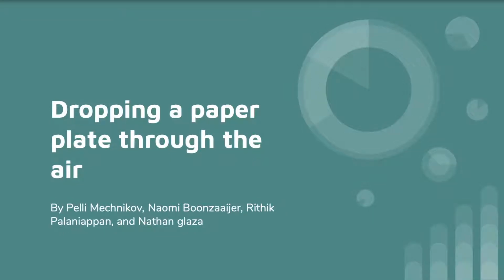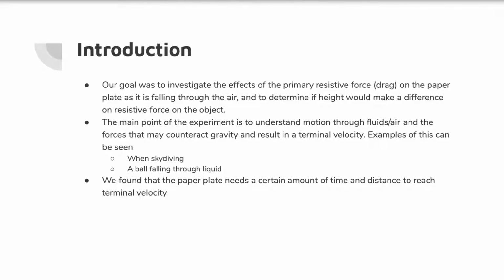For dropping a paper plate through the air. Our goal was to investigate the effects of the primary resistive force, or drag, on the paper plate as it was falling through the air, and to determine if the height would make a difference on the resistive force on the object. The main point of the experiment is to understand motion through fluids or air, as the forces may counteract gravity and result in terminal velocity.